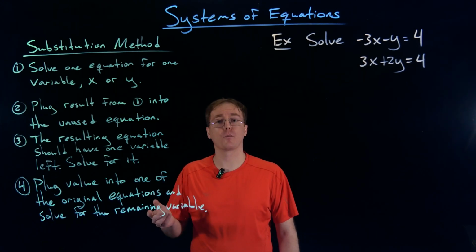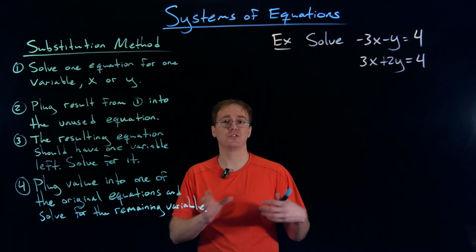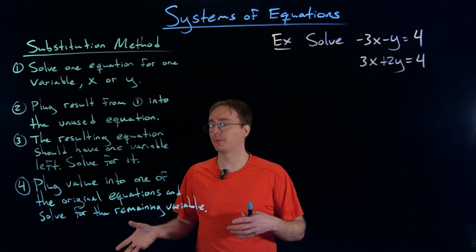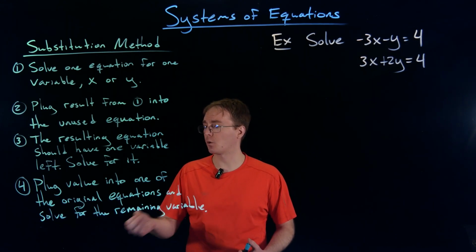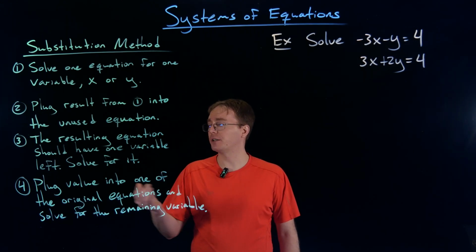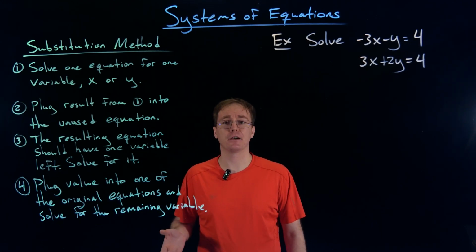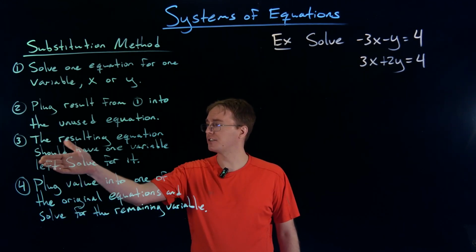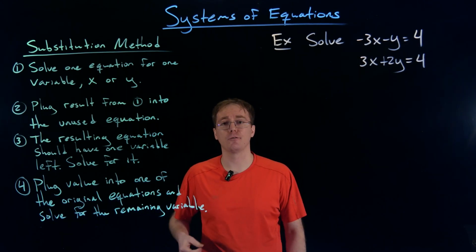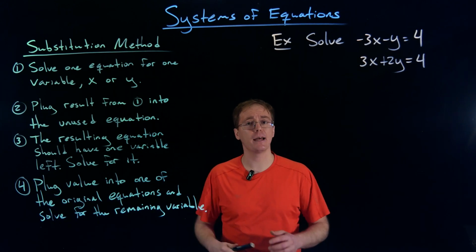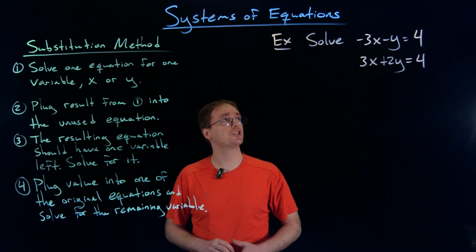We'll then solve for that remaining variable. Once we know the value of that variable, like x is equal to some number or y is equal to some other number, we can move on to step 4, where we take that known value for x or y, plug it into one of the original equations in our system, and then use that to solve for the remaining variable. If we knew x from step 3, then we'd solve for y. If we knew y from step 3, then we would solve for x. So let's go ahead and apply these steps for the substitution method to this system over here.